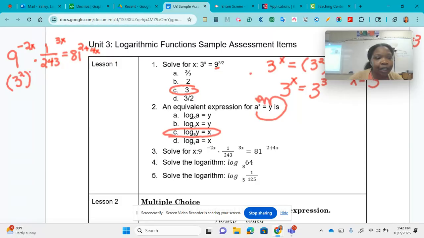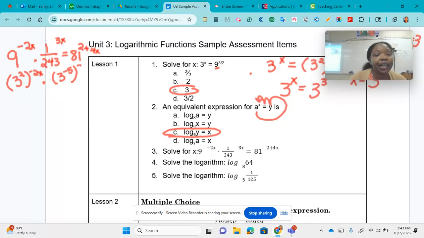And I'm going to bring the exponent out, negative 2x. Now 3 to what power is 243? I did it on my calculator. It's the fifth. So if I have 1 over 243, that's going to be 3 to what kind of fifth? Because it flipped. Negative. So that is 3 to the negative fifth power.